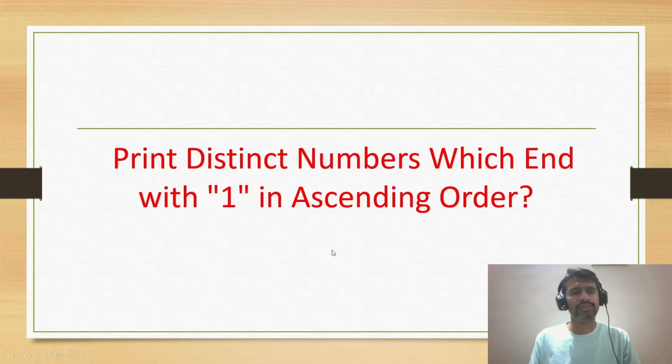So the next question is we have to print the distinct numbers which end with 1 in ascending order. So we'll be given a list of numbers. We have to find out the numbers which end with 1 and we have to print those numbers in ascending order. So I hope the question is clear. Let's see how to do it.